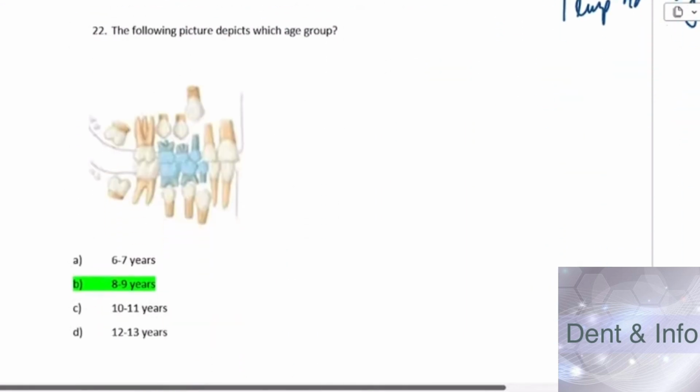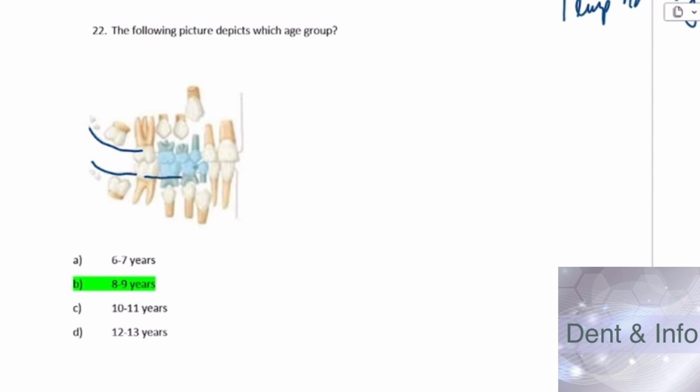Next is question number 22. The following picture depicts which age group? See, these days such type of questions are in trend. While solving these questions, first of all, there is always a color distinction given, which helps us identify that some are deciduous teeth and some are permanent teeth. That is why this distinction of colors is used, to make things easier for us. Secondly, just look at this: this is the occlusion, and the level of the gingiva demarcates which teeth have erupted and which have not erupted yet.